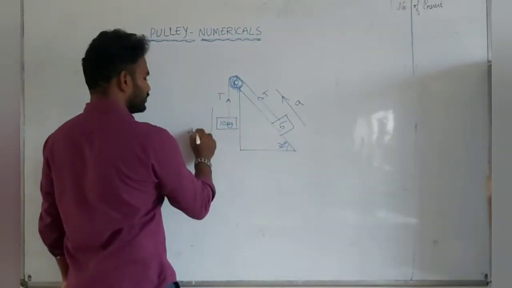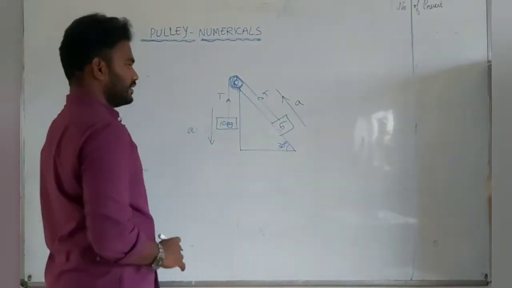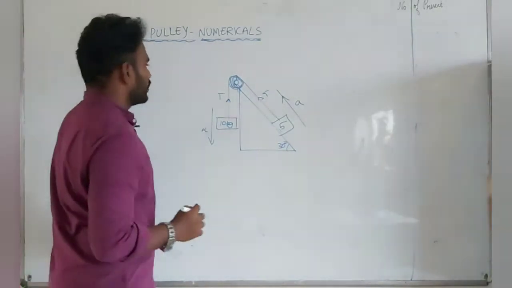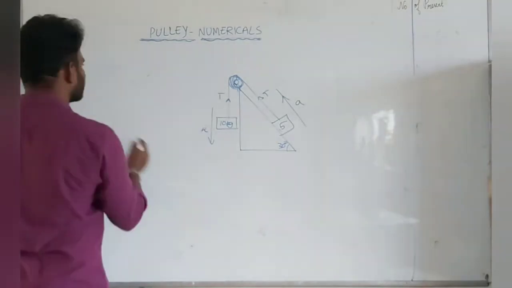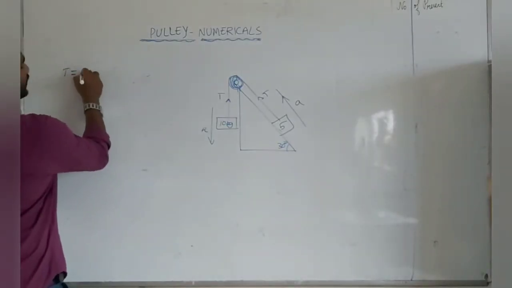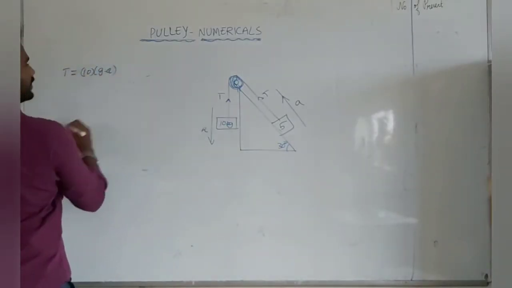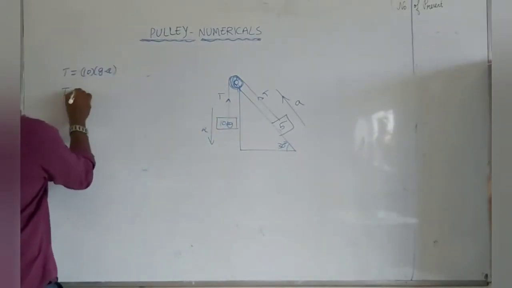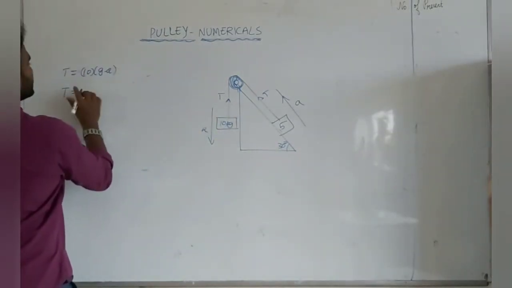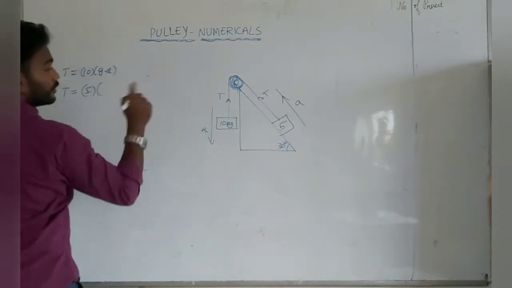Definitely this block is coming down with the same acceleration A. Coming down. So now tell me, use that formula. Coming down means what is the formula? T is equal to 10 kg into (G minus A) is the formula. Okay, going up means T is equal to 5 kg into, here we have to think, guys.